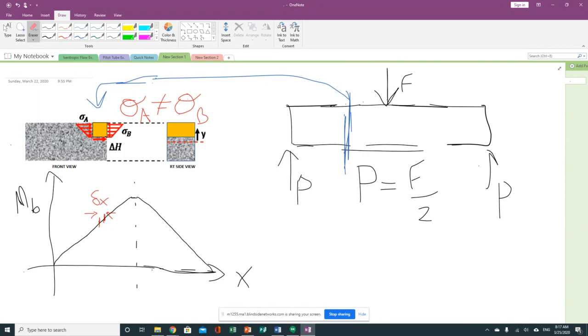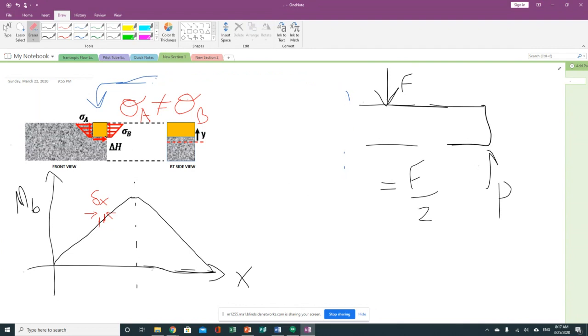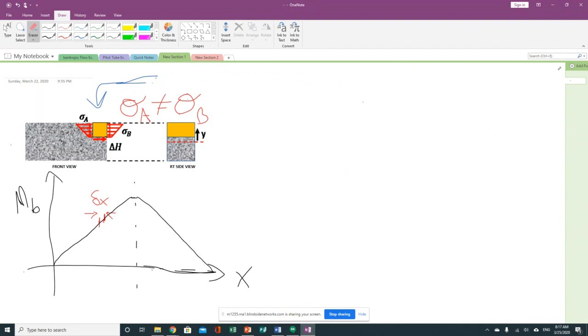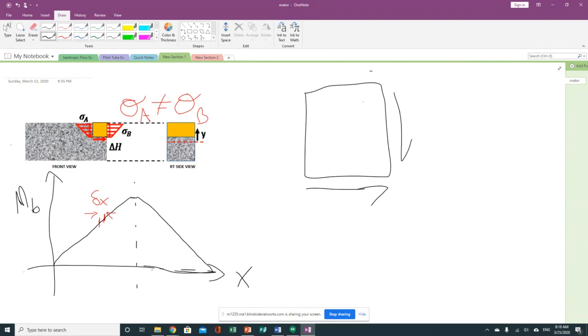Let's get ourselves a little bit more room here. So one thing to keep in mind is that shear force delta H. If I look at my stress cube again, and I throw my shear stresses on it. Whoops, that one's supposed to be going the other way.